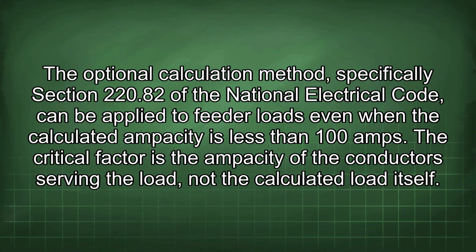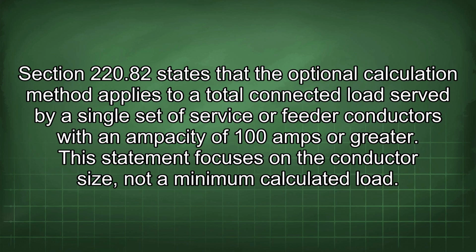The optional calculation method, specifically Section 220.82 of the National Electrical Code, can be applied to feeder loads even when the calculated ampacity is less than 100 amps. The critical factor is the ampacity of the conductors serving the load, not the calculated load itself. Section 220.82 states that the optional calculation method applies to a total connected load served by a single set of service or feeder conductors with an ampacity of 100 amps or greater. This statement focuses on the conductor size, not a minimum calculated load.